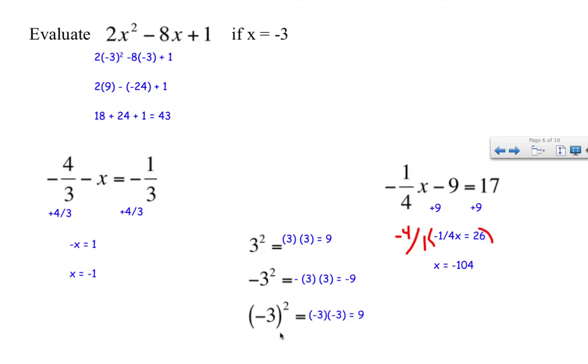Now, when it is in parentheses, kind of like we had up here, that means take the entire group in the parentheses and multiply it by itself. So negative 3 times negative 3 equals 9. And you may want to star that. This is an area where a lot of people start to struggle.